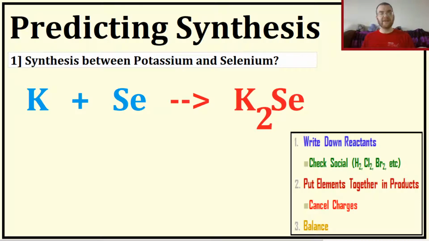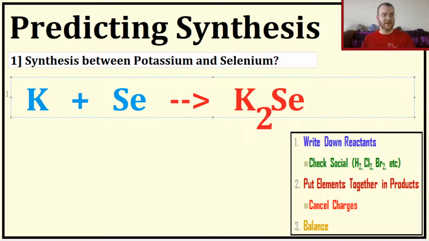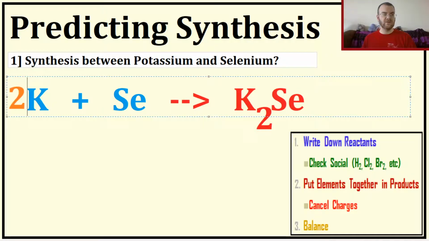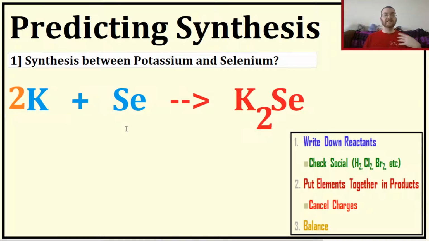Last but not least, I balance. On one side I've got potassium, on the other side I've got 2 potassiums, so I want to make sure that the reactants match the products. So I am going to make sure that there are 2 potassiums on both sides. This balances out the whole thing, and we're done.